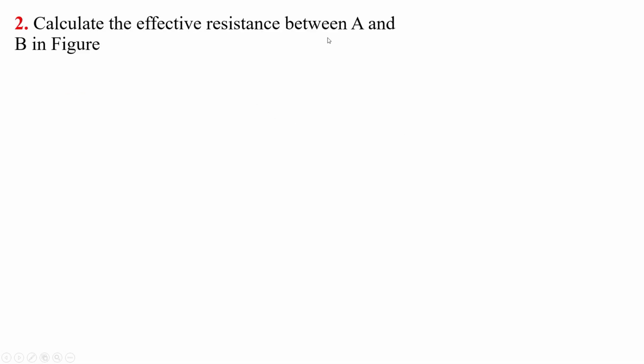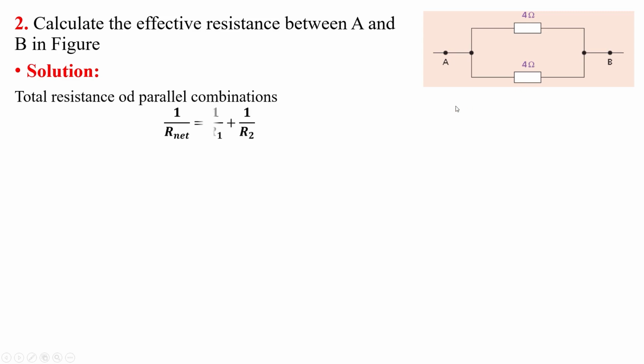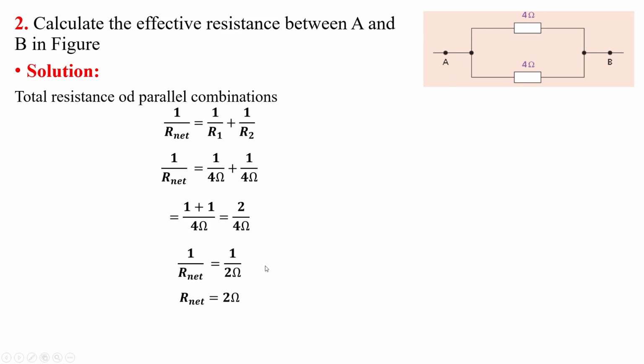Now calculate the effective resistance between A and B in the figure. Very simple. You need to find the total resistance. Both the resistors are connected in parallel. So just put the values in the equation and, doing the proper calculation, we get the total resistance of the parallel combination to be 2 ohm. So this 2 ohm is less than 4.